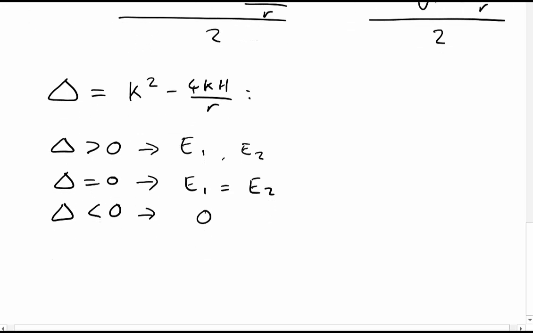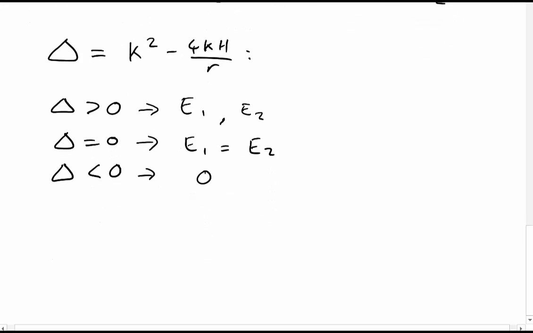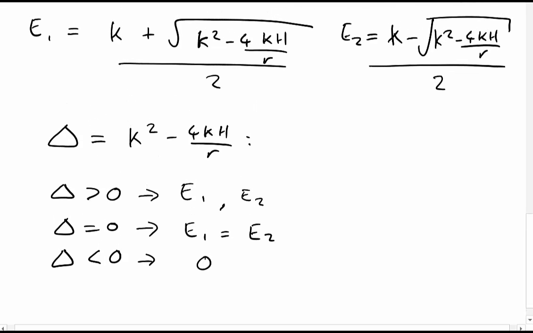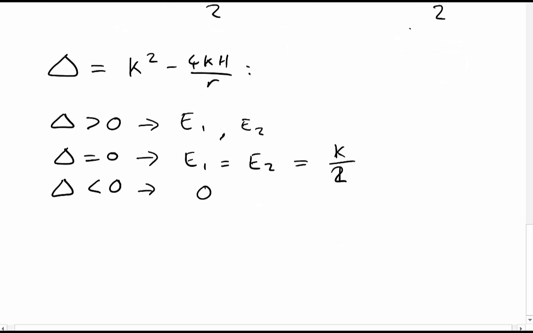Okay, so when the discriminant is greater than 0, in other words, we have both of our equilibrium points. When the discriminant is equal to 0, E1 is equal to E2, and that's going to be equal to k on 2, because if we make the discriminant equal to 0, it basically just disappears, so we're left with k on 2. And then we end up with no equilibrium points.